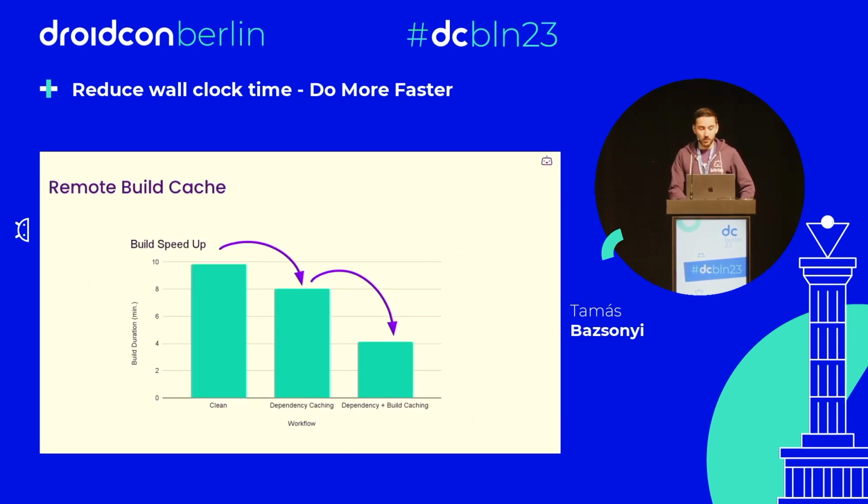And one other example, just to quickly have a look at how the build speed can be improved simply by adding dependency caching and also remote build caching.